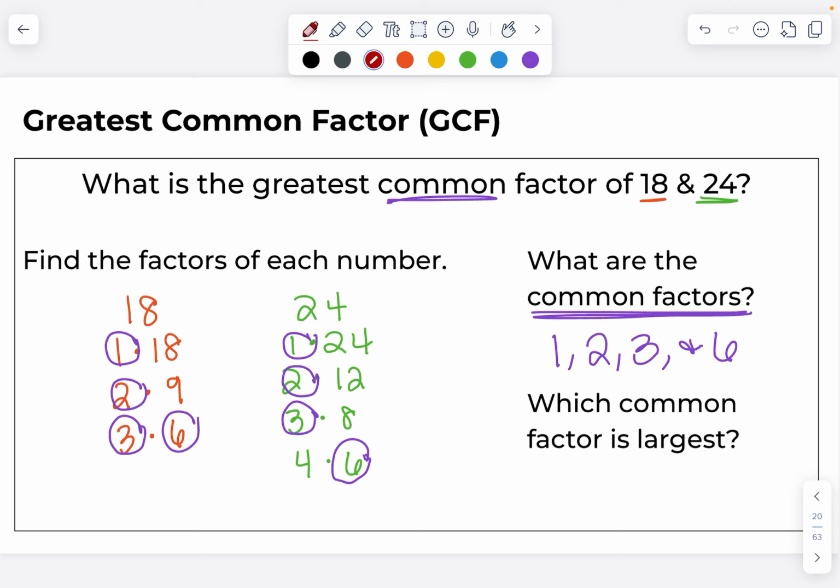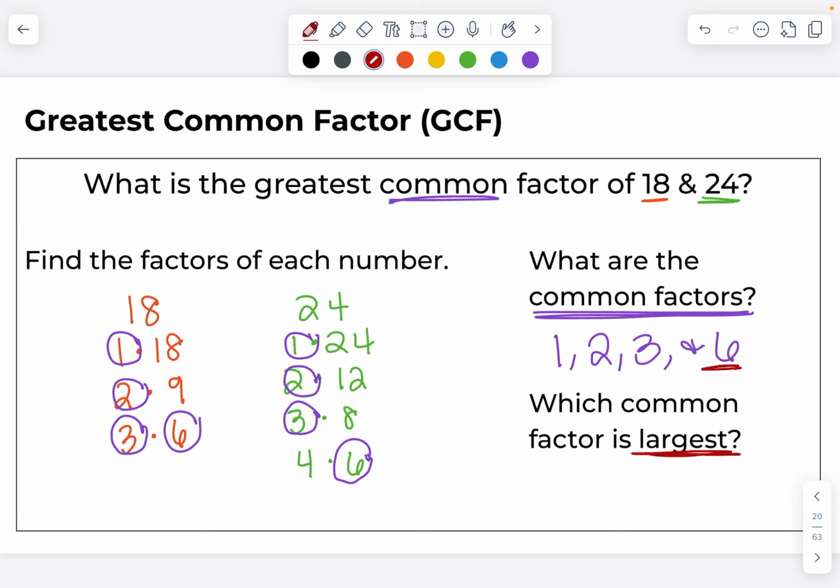The last step: which of those common factors is the largest? If I look at that list, 6 is my largest. So the GCF of 18 and 24 is 6, because that is the largest number that divides cleanly into 18 and 24.